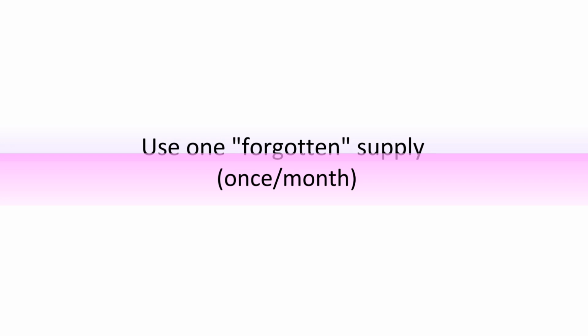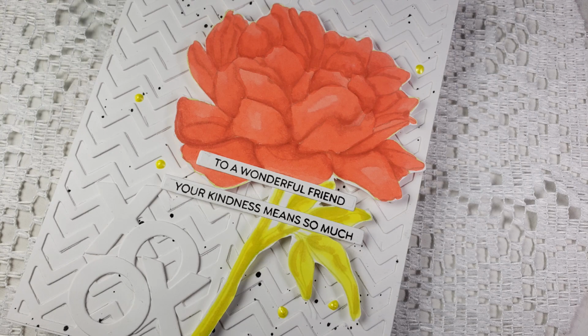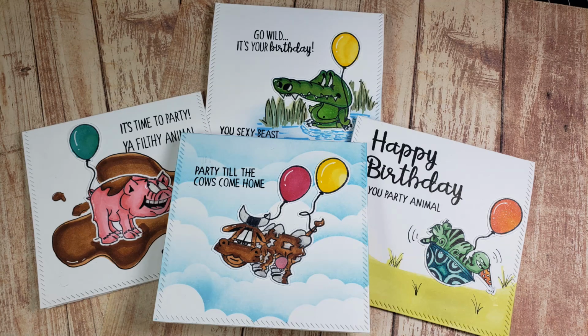Use 1 forgotten supply. So the forgotten supply that I'm choosing to use this month is alcohol markers. And I'm saying that because alcohol markers are not something that I normally use. I am more comfortable with watercolor, but I really want to try and learn a little bit more about how to use them. So I did create several projects using alcohol markers.